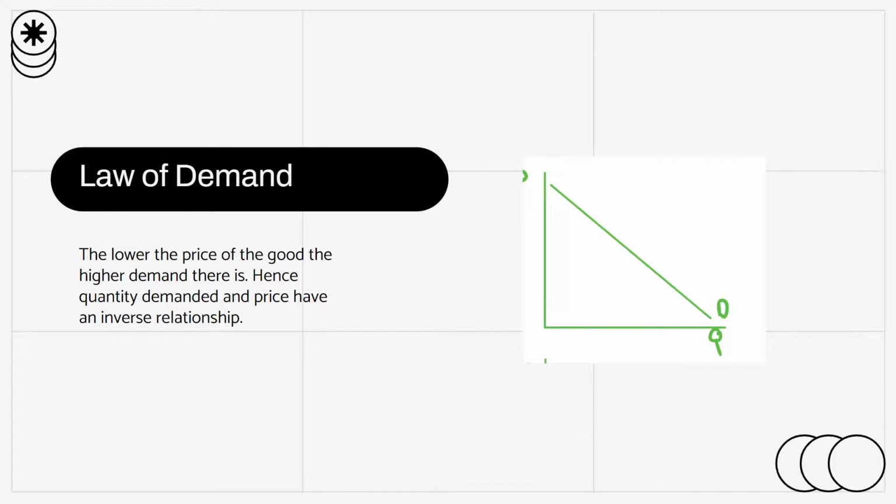Hence, quantity demanded and price have an inverse relationship, as you can see on the graph. So the lower the price, the higher the quantity, and the higher the price, the lower the quantity demanded. Now, a point to note: don't get confused between quantity demanded and demand. Those are actually two separate things, which I'll talk about in a minute.